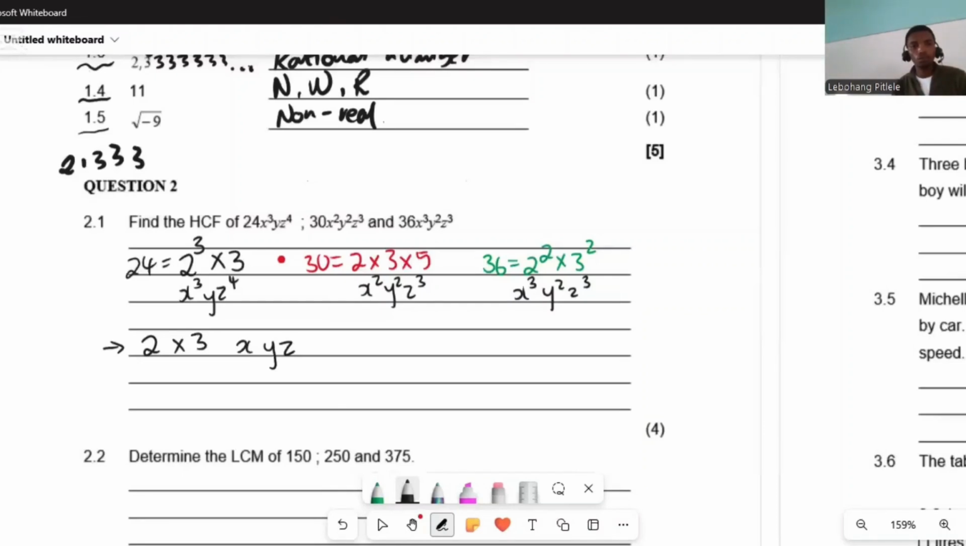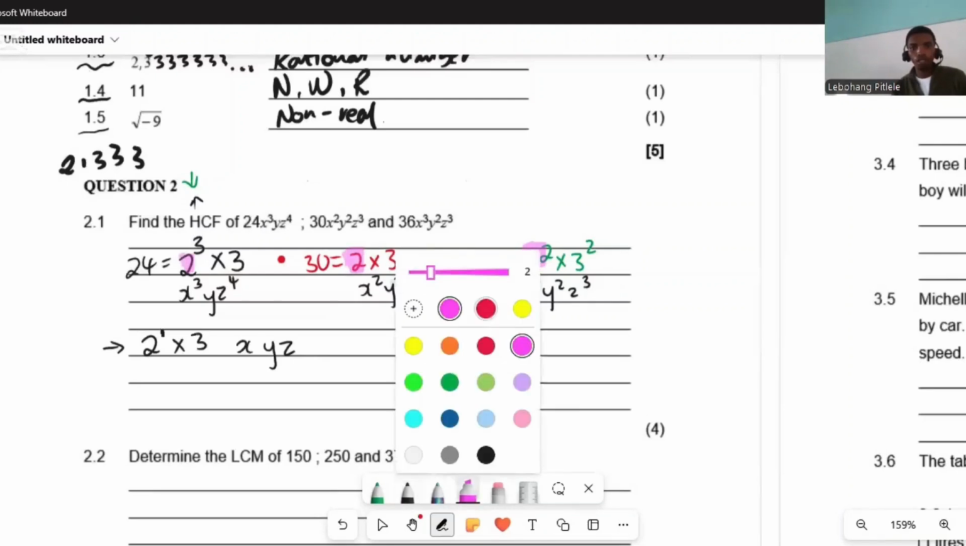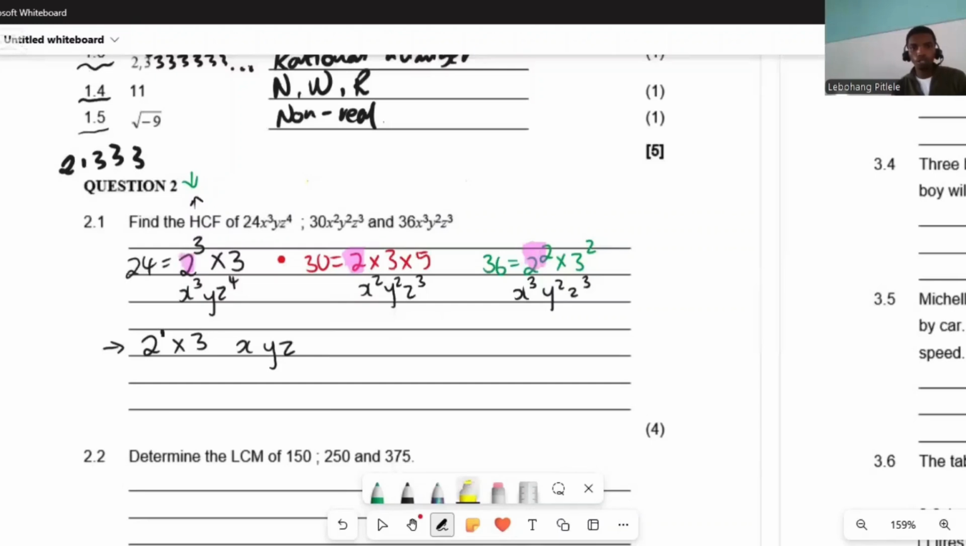And then, because it's the highest common factor, we're going to look for the lowest exponent. Looking at these twos, which one has the lowest exponent? The one in the middle. And then on 3, which one is the lowest exponent? Both the first and the second, right? How much is the exponent?